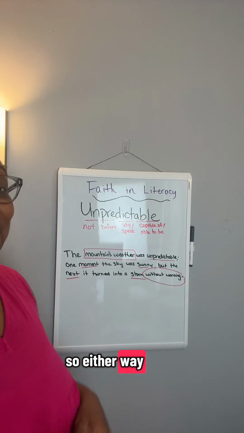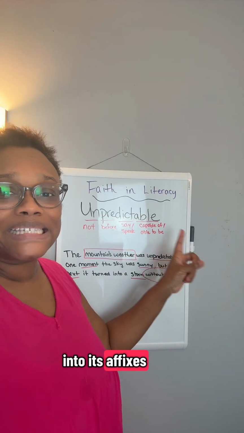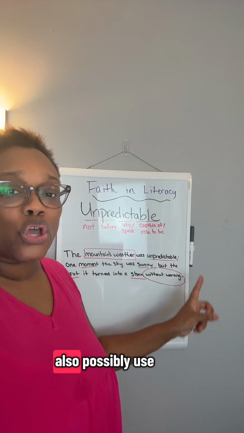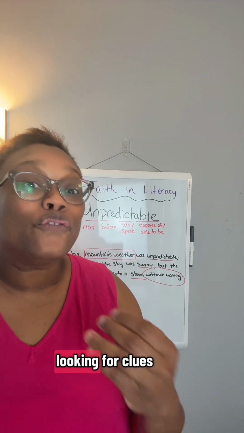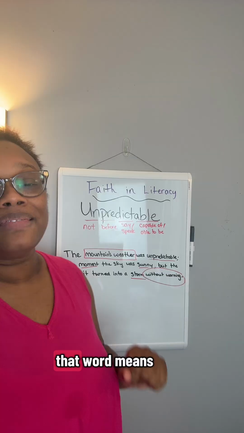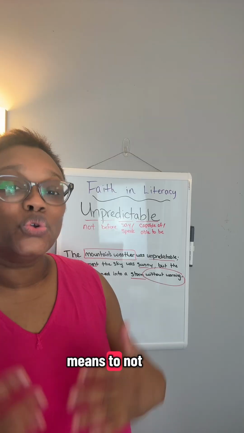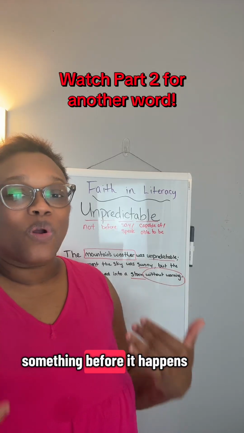So either way, kids can break down this word into its affixes and roots in order to gain an understanding, but they can also possibly use the sentence by breaking down the sentence, looking for clues to see what that word means. So unpredictable means to not be able to say or speak something before it happens.